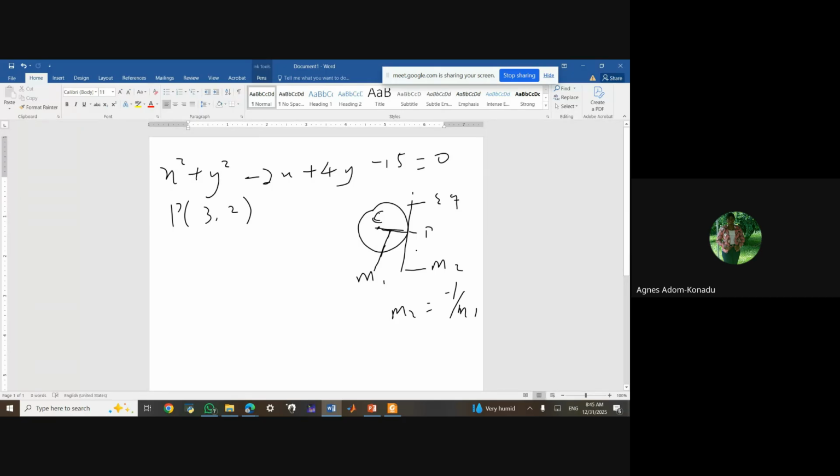Now to find the gradient, I know that I have to find the point P and then the point C to be able to find the gradient. I'm given the point P. I have to find the point C. So to find the point C, I'll compare this equation to the general equation of a circle, x squared plus y squared plus 2gx plus 2fy plus c equal to 0. When I compare, I can see that 2gx is equal to minus 2x, so it means that my g is minus 1.